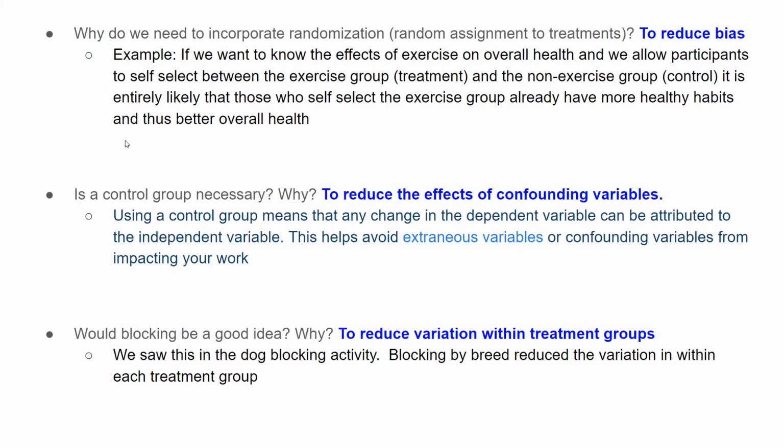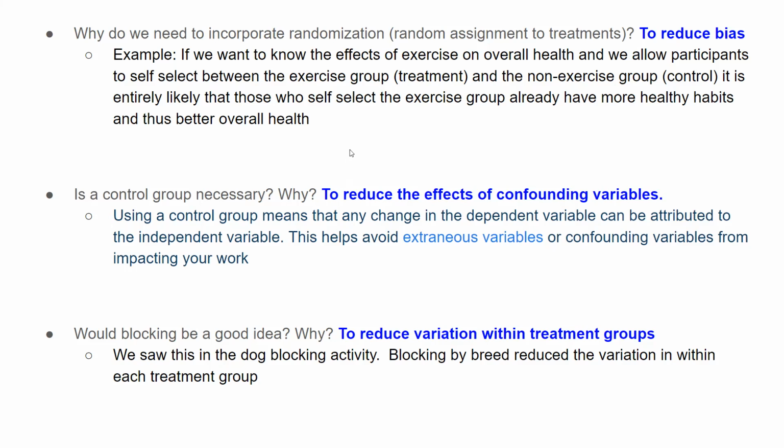And the problem is that it's possible that there's something about those who choose to be in the exercise group that already put them in better health overall than the group that doesn't exercise. That would introduce bias, and so we randomize, using random assignment to treatments in order to reduce bias. Is a control group necessary, and why?